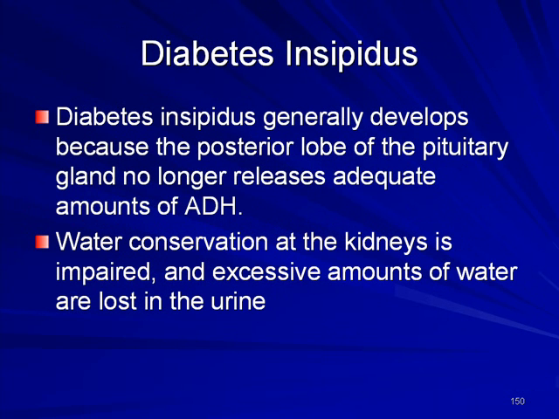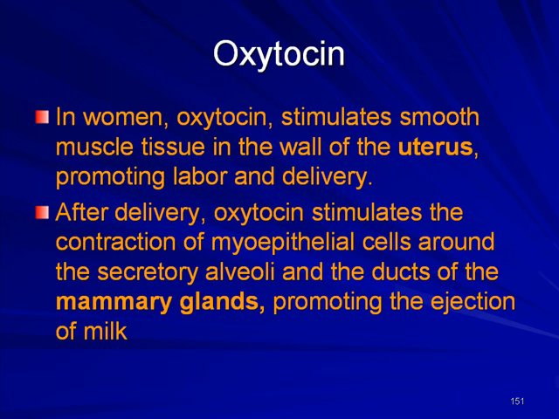Okay. Another condition called diabetes insipidus. Again, you'll get this when you take pathology, so I won't go into a lot of detail about it, but diabetes insipidus is not like diabetes mellitus that we talk about with glucose control. Diabetes insipidus generally develops because the posterior lobe of the pituitary gland no longer releases an adequate amount of antidiuretic hormone. If you don't produce enough antidiuretic hormone, then you diurese. These individuals are constantly excreting fluid, and so water conservation at the kidneys is impaired. Excessive amounts of water are lost through the urine.